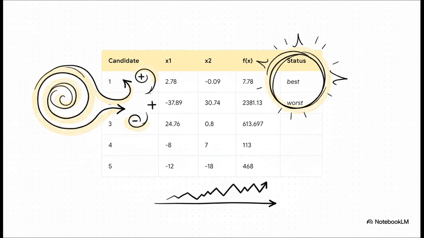And now for iteration number 2. This is where it gets really cool. Remember candidate number 1? Before, it was just kind of in the middle of the pack. But after getting pulled toward the best and pushed away from the worst one more time, bam! Look what happened. It took a massive leap forward and is now our brand new best solution.